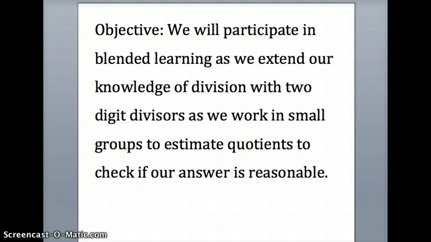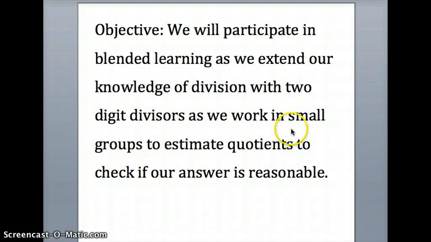The objective of today's lesson says we will participate in blended learning, like you are right now, as we extend our knowledge of division. We talked about this the other day. If we're going to extend our knowledge of something, it means that we are going to take what we already know and learn more about it. So we're going to learn more about division with two-digit divisors. Remember, the divisor is the number that's on the outside of the house in division.